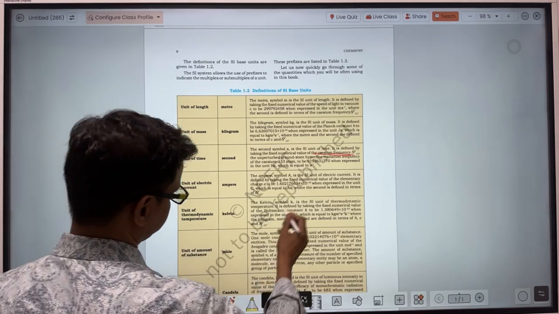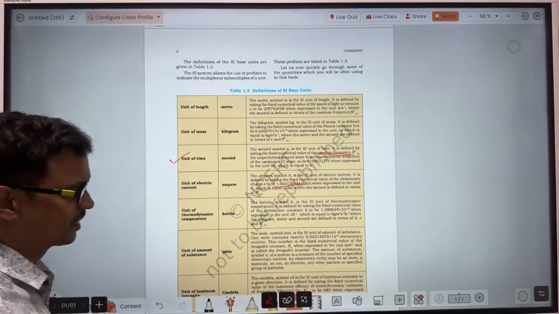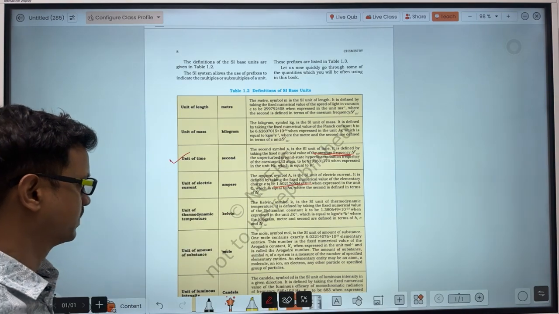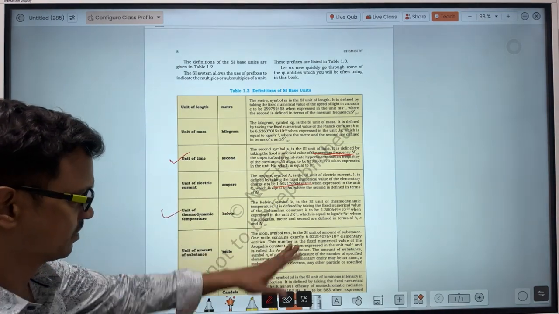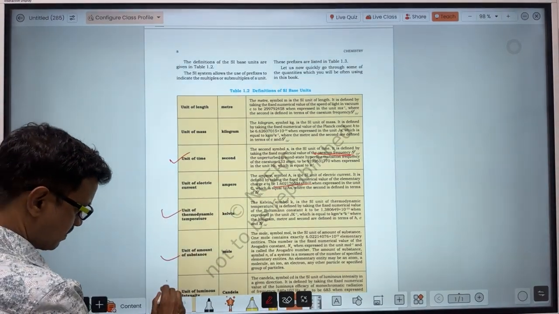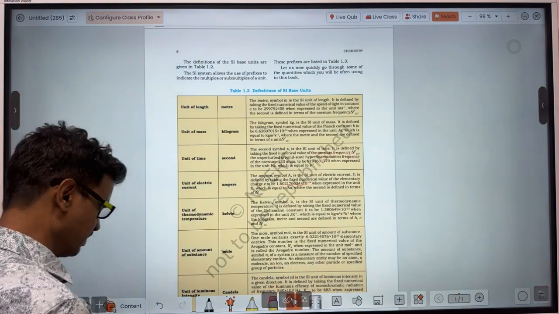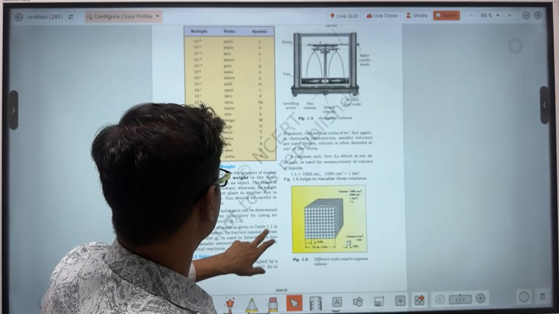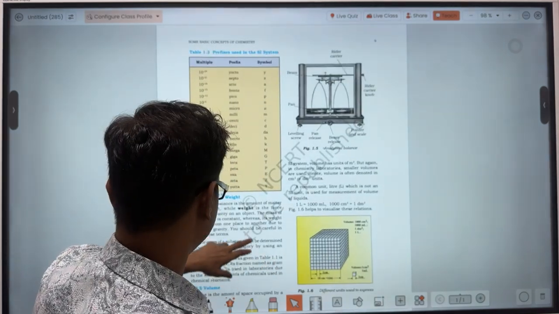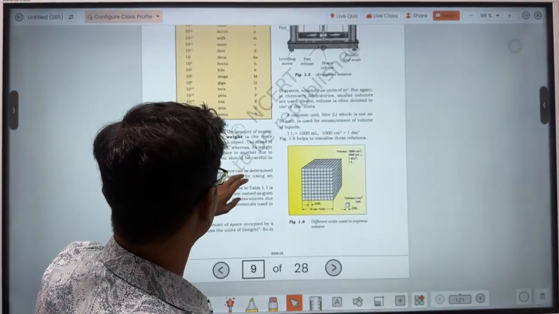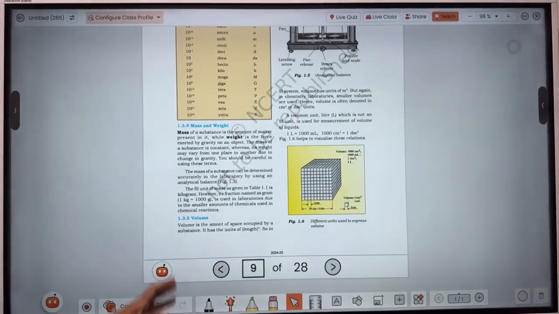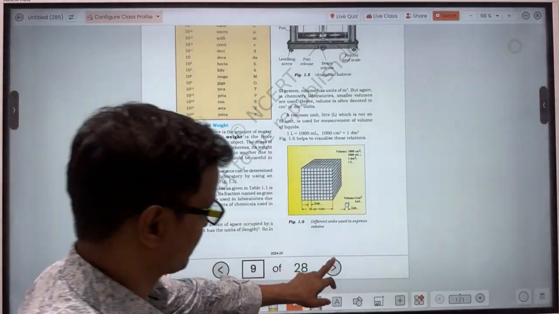Electric current, what is that? The force of attraction operating between two wires fixed at this distance. Thermodynamic temperature, you just have to study this. Once you study, you will understand what that is. Then after is mass and weight. So about mass and weight, you already know what mass is. Volume is also very simple.